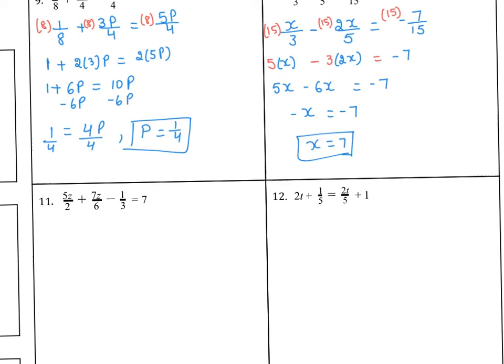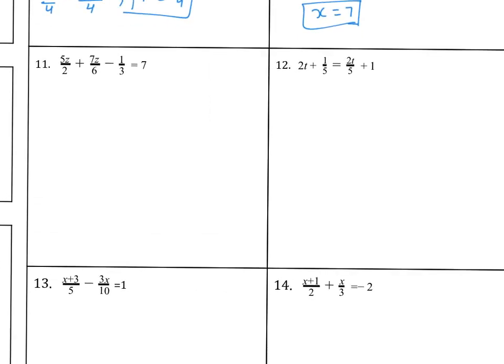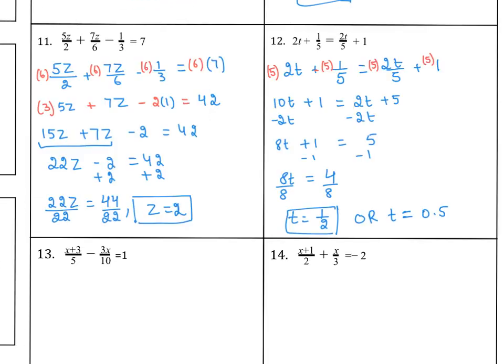Let's just do number 11 and number 12. For number 11, the LCM, or the least common factor, is 6. So you're going to multiply each term by 6 and reduce it. So 6 divided by 2 is 3 and 5z as it is. 6 divided by 6 is 1, so you don't have to write 1, so 7z. 6 divided by 3 is 2, and then 1 as is. And 6 times 7 would be 42. 3 times 5, 15z, plus 7z are like terms. You're going to combine them as 22z.